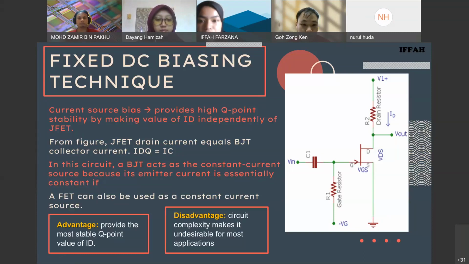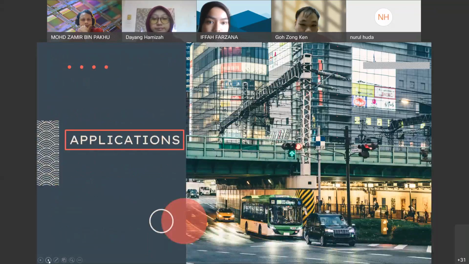So in this circuit, BJT acts as a constant current source because its emitter current is essentially constant if VEE is larger than VBE. So the FET can also be used as a constant current source. So the advantages of this circuit is that it can provide the most stable key point value of ID. But the disadvantage of this biasing technique is that the circuit complexity can make it undesirable for most applications. So that's all about the JFET biasing method.